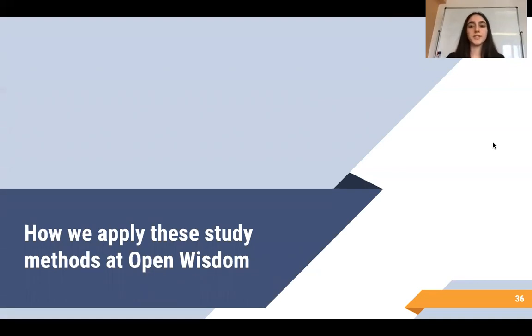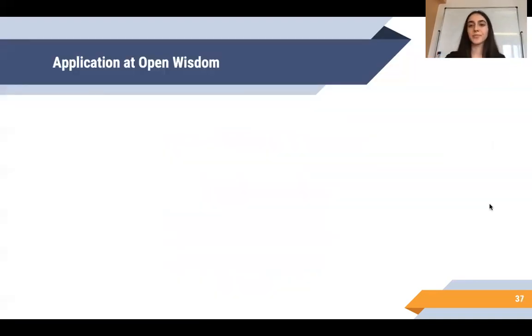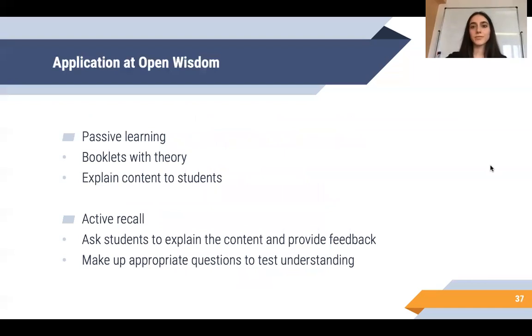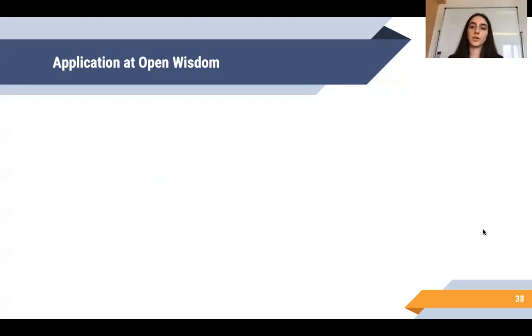So how do we apply these study methods at OpenWisdom? So for passive learning, we obviously explain the content to our students, and we also have booklets with theory that cover all of the content that you need to know. For active recall, we make up questions for the students to answer, and we ask students to explain the content to us, and then we provide feedback.